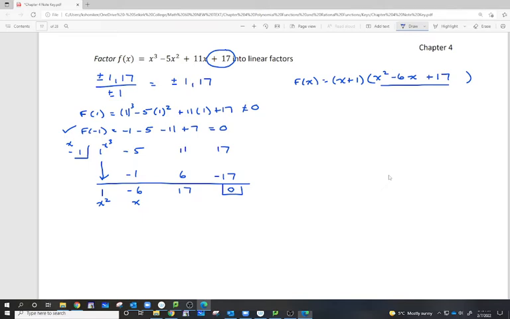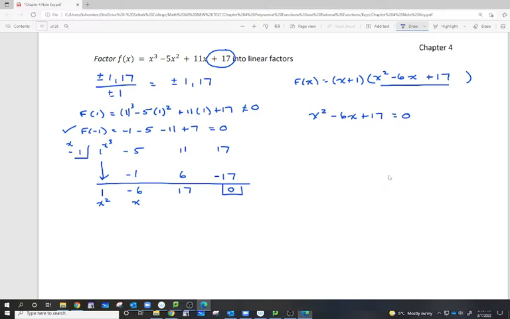To find the zeros, I'm going to solve x squared minus 6x plus 17 equals 0. You have two choices. You can complete the square, or you can use the quadratic formula because it doesn't factor. You can't use the square root method, so you have to use one of those. I'm going to do both.